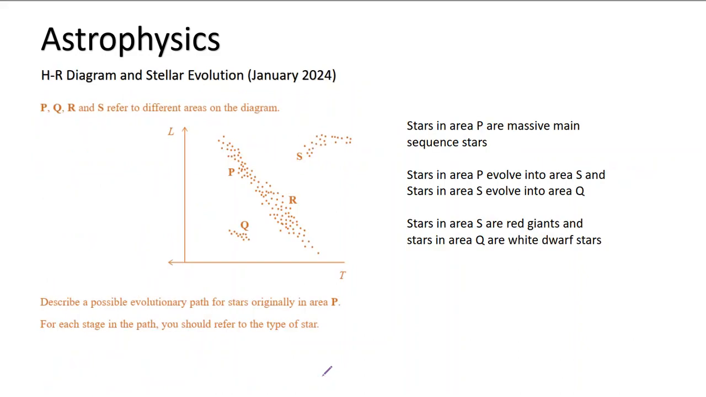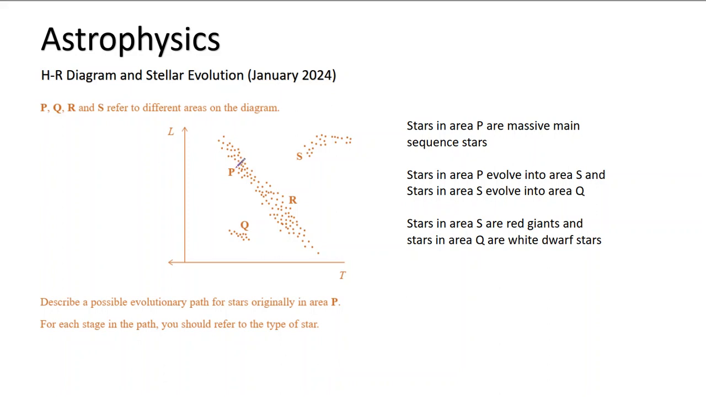And finally, we have the HR diagram and stellar evolution. PQR, this is a question from Jan 24. P, Q, R and S refer to different areas on the diagram. Describe a possible evolutionary path for stars originally in area P. For each stage in the path, you should refer to the type of star.